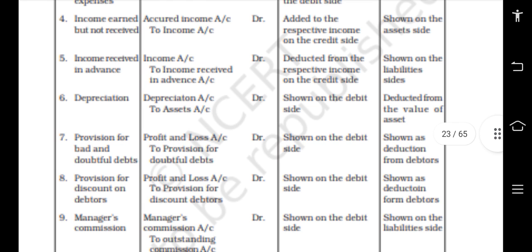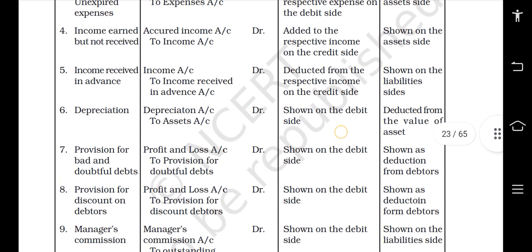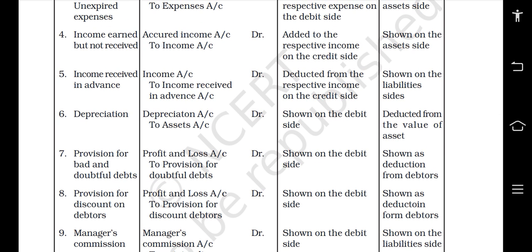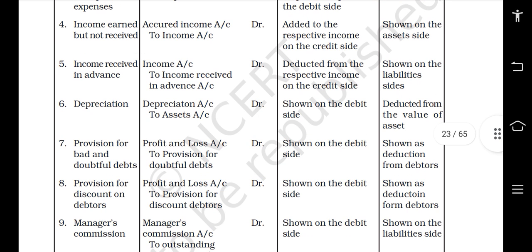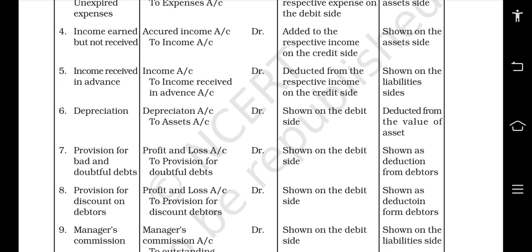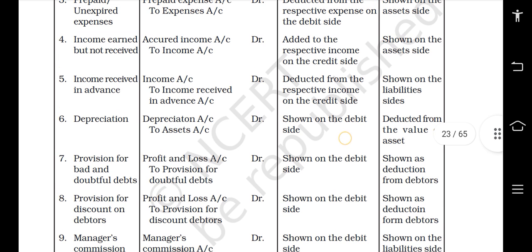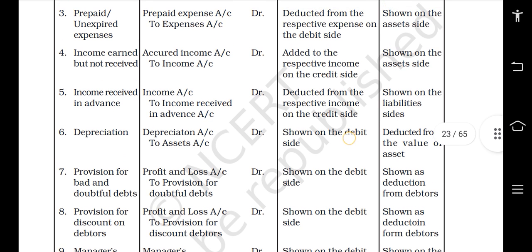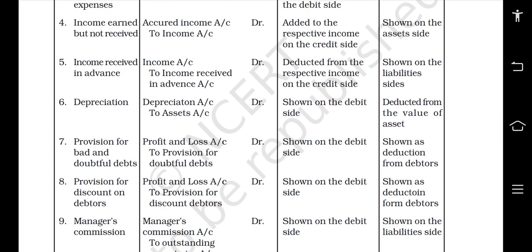And depreciation of machinery, you already studied all these things. Depreciation is an indirect expense, so it must be shown on the debit side of the P&L account, and on the asset side deducted from the respective asset. Suppose machinery has 10% depreciation, then we calculate 10% of the machinery value and show it on the debit side of the P&L account, and this 10% must be deducted from the machinery account and shown on the asset side of the balance sheet.